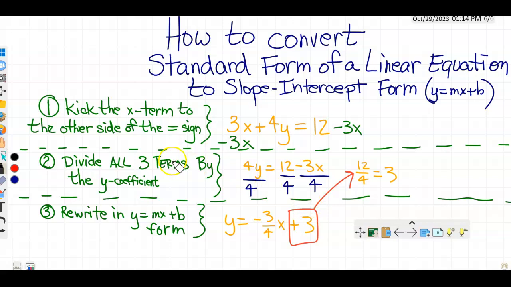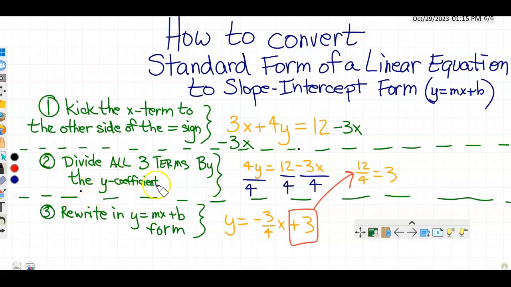So, step 1, you're going to kick the x term to the other side of the equal sign by either, like in this case, subtracting 3x, so it cancels that 3x, or if this were a negative 3x, by adding 3x to both sides. So now you've got the x term on the other side of the equal sign from the y. Now you have to divide all three terms by the y coefficient.